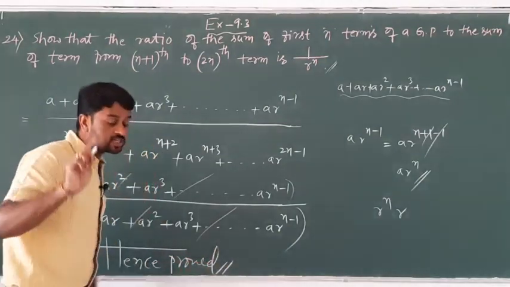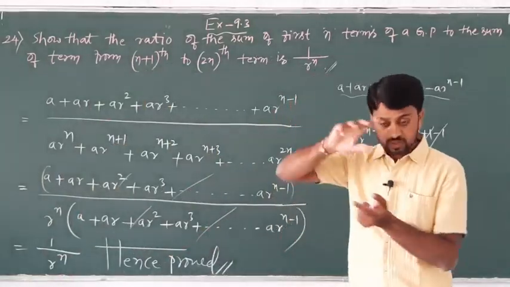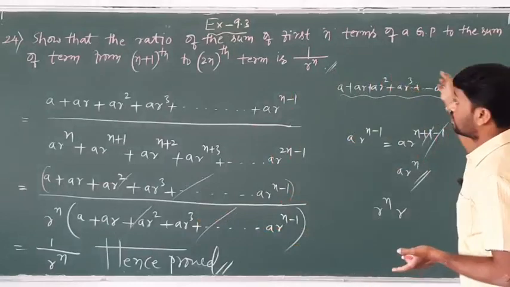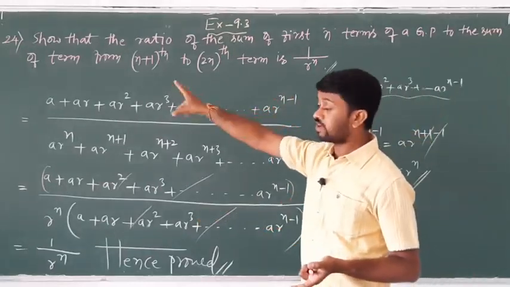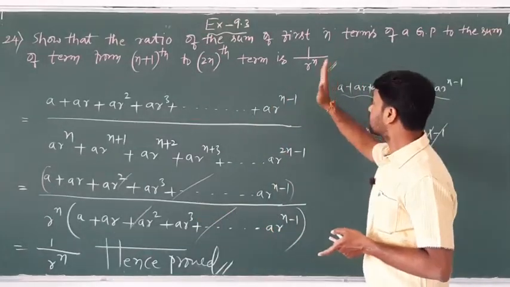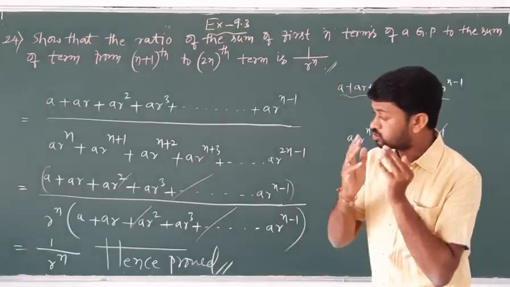Show that the ratio of the sum of the first n terms of a GP to the sum of the terms from the (n+1)th term to the 2nth term is equal to 1 by r power n. We had to prove this, right? Yes, sure, 100%.